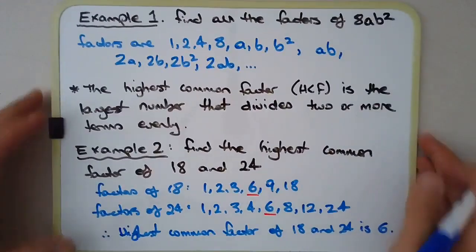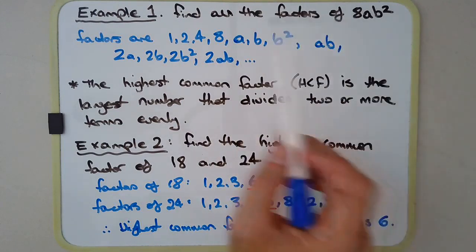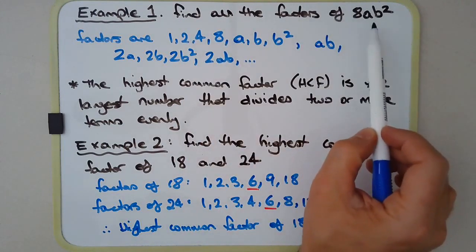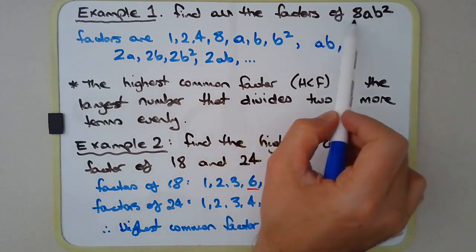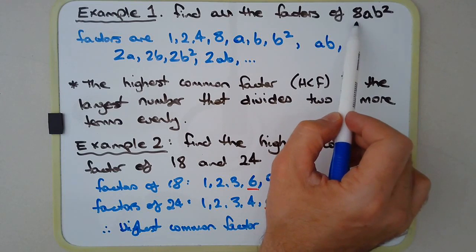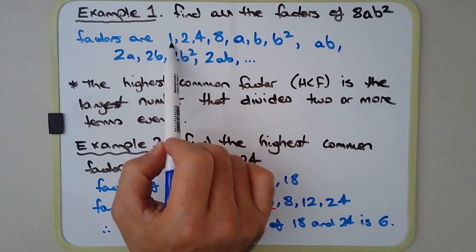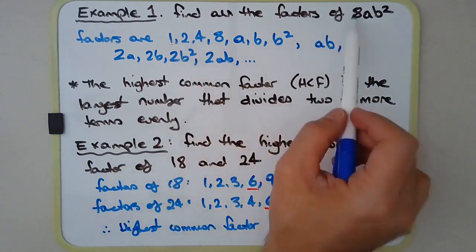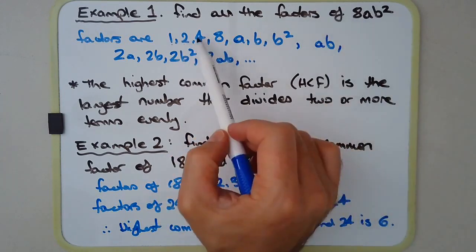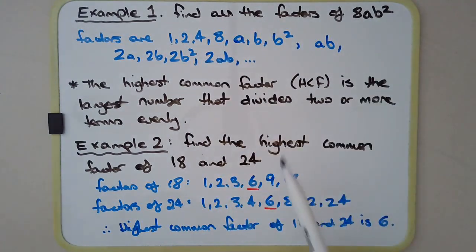Let's have a look at an example. Let's find all the factors of ab squared. That's an algebraic term. First of all, we'll look at the factors of the number, so the factors of 8. The factors of 8 are 1, 2, 4, and 8. Each of these 4 numbers can divide the 8 and does not leave any remainders. 8 divided by 1 works, 8 divided by 2 works, 8 divided by 4 also works, and 8 divided by 8 goes once, with no remainder.